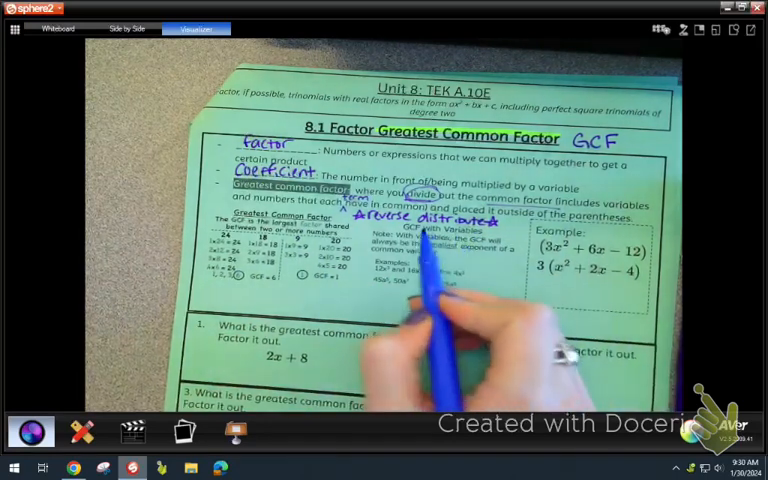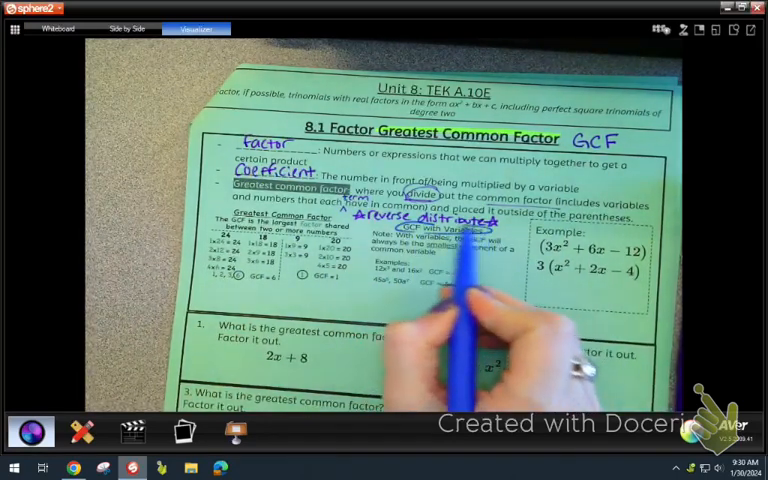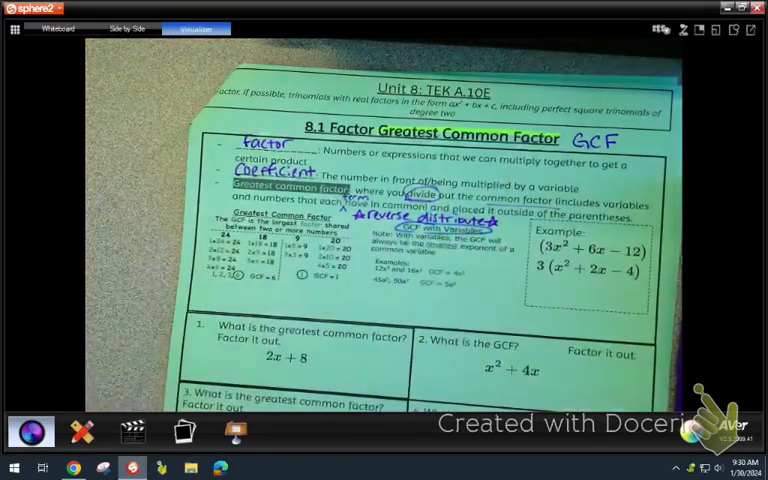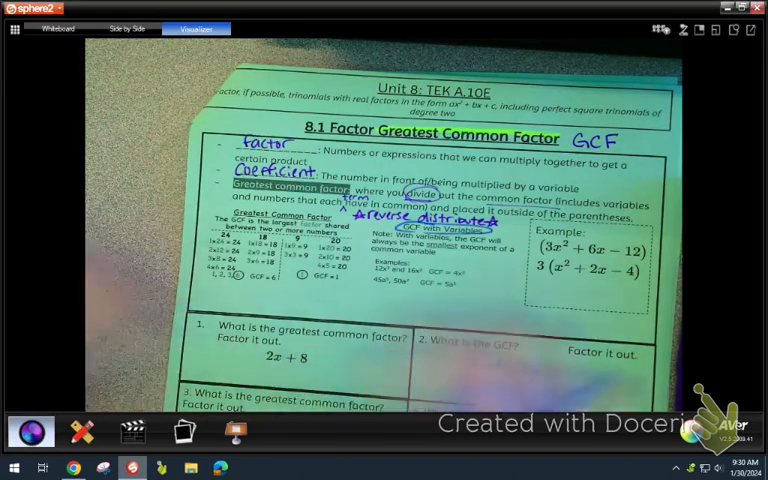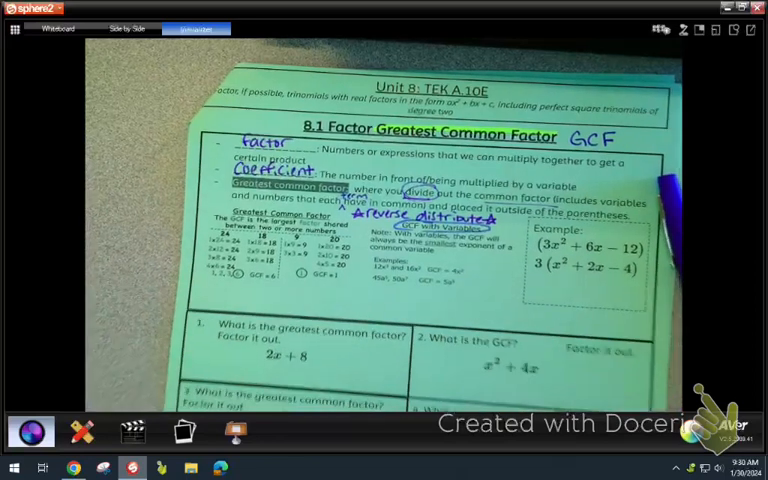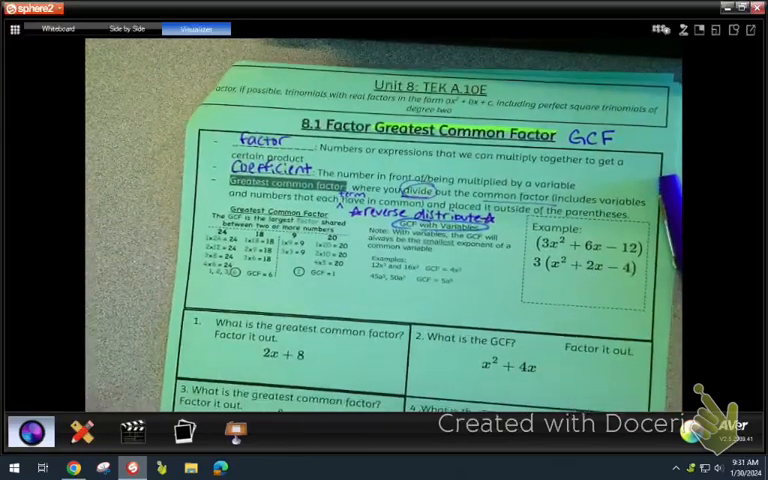And then we also can do GCFs with variables, okay? So when it comes to variables, you can have a greatest common factor with a variable as long as all the terms have a factor. So I'm not going to read all that to you. That's there. You can look at it. You can see some examples. I think really once we just jump into it, you will kind of catch on, okay?